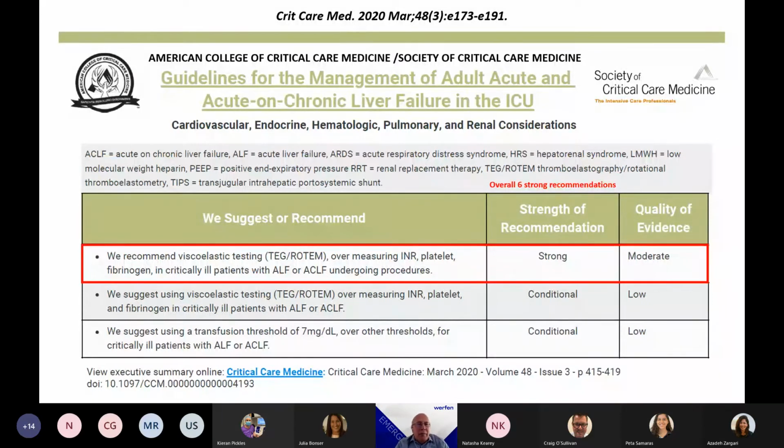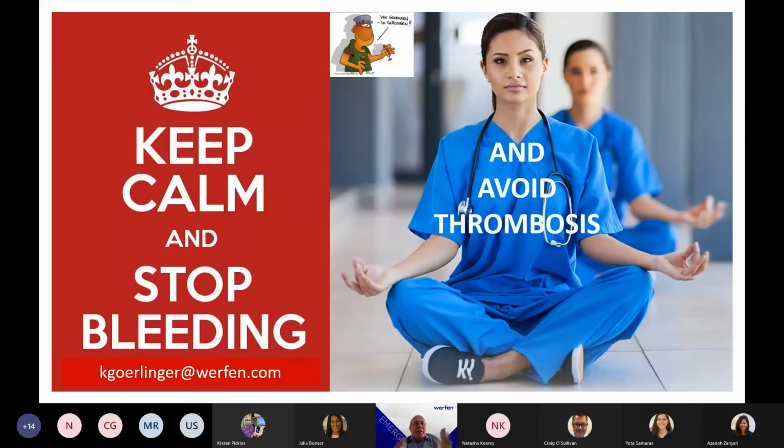And here again, with a strong recommendation, they say use viscoelastic testing instead of INR and platelet count for guiding your decisions. And that's the end of the presentation. So I think in particular in the situation where you have to deal with a patient with chronic liver disease, even if we see in the preoperative assessment an increased INR and low platelet count, this is not a surprise. That belongs to the pathophysiology of these patients, but usually it's counterbalanced by very high levels of factor VIII and von Willebrand factor.